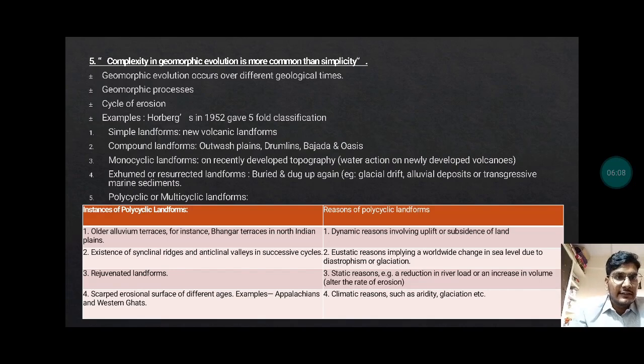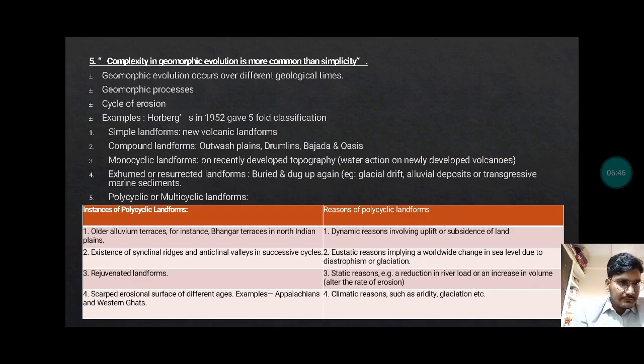So I have listed 4 reasons which are very important. The first one is dynamic regions involving uplift or subsidence of land. So these are very localized regions because the land upliftment mainly happens at the very local level. Second reason, which is globally visible, even after the global warming it is more visible, is eustatic changes or eustatic regions implying the worldwide level, either due to diastrophism or glaciation or due to global warming. So this is the second reason. The third reason is static regions.